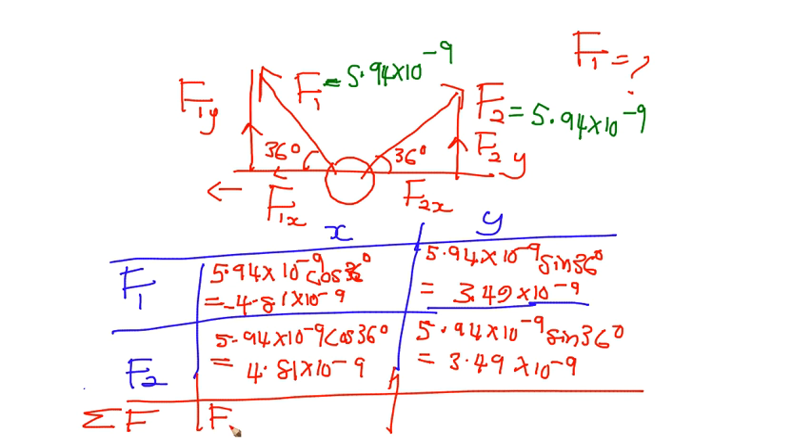If you find the resultant, for the Fx it is the same value but negative, so this is equal to 0. And the resultant for Fy total is 3.49 plus 3.49, which is 6.98 exponent minus 9. So the next is to calculate the resultant between the two forces here.